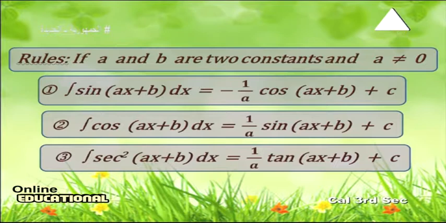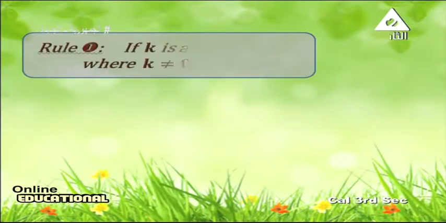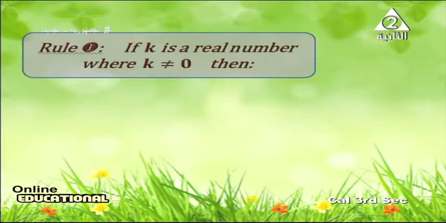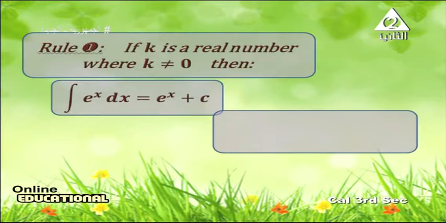Now, what is the integration of the exponential function? We have rule number 1. If k is a real number where k doesn't equal 0, then the integration of e power x dx equals e power x plus c, where c is a constant.